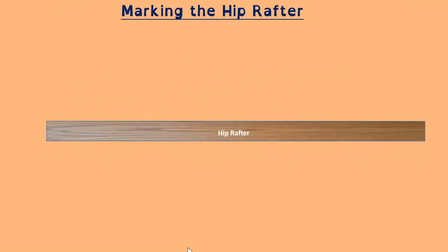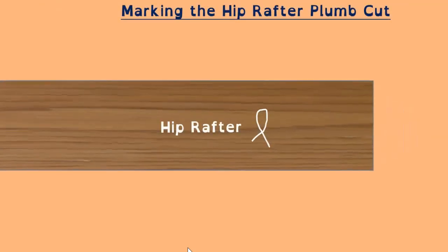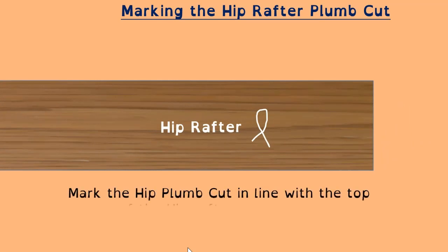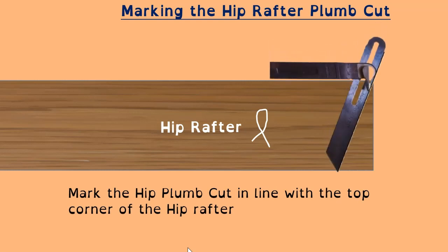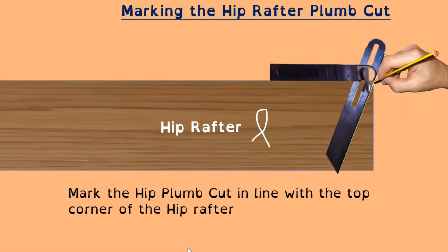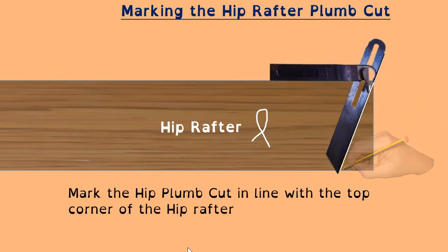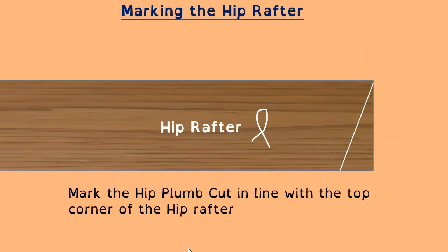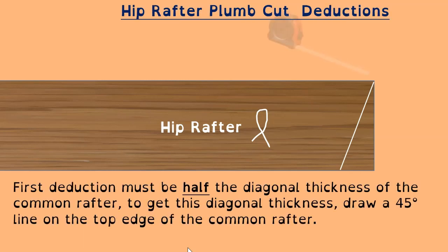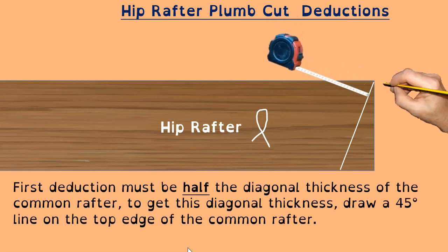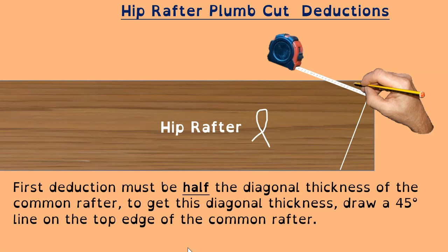Coming into view, hip rafter, and again we're going to zoom it up, and the first thing we'll do is set our bevel to the angle that we marked earlier on our setting out board for the hip plumb cut. Mark it in line with the top corner, because when I hook my tape there, I know I'm measuring from the exact point, so I have somewhere to hook my tape that I know lines up with the plumb line. But before we do that, we're going to have to make some deductions to allow for the thickness of the members that interact up at this point in the roof.